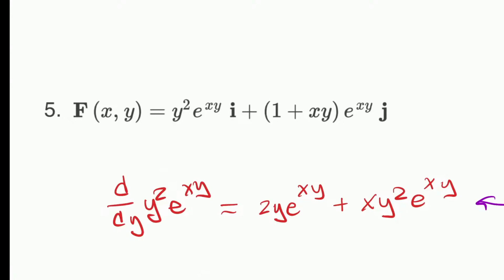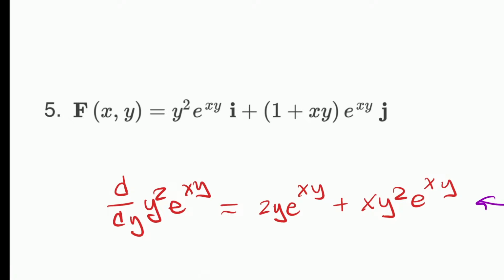Conservative. See if it's conservative: do the derivative of the first thing with respect to y, product rule. Derivative of the second thing with respect to x, another product rule. So this is the derivative of the first thing with respect to y. Pretty easy product rule. 2y, that's the derivative of y squared times e to the xy.